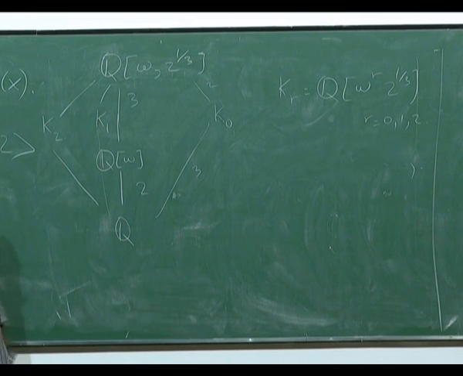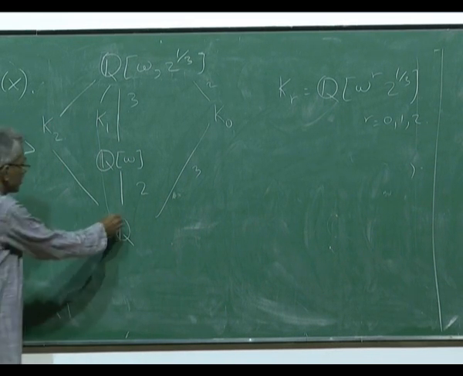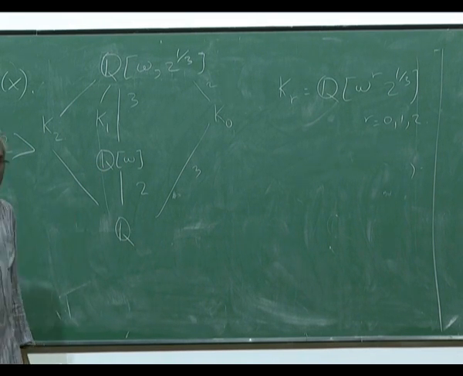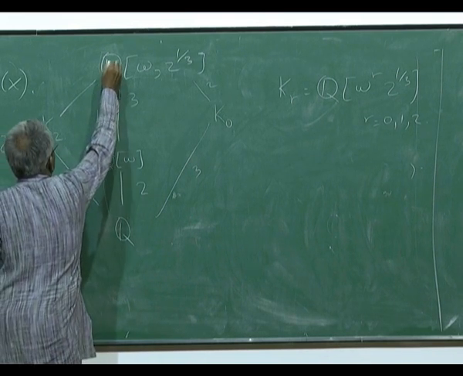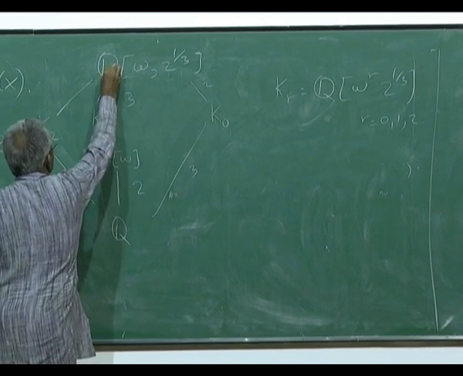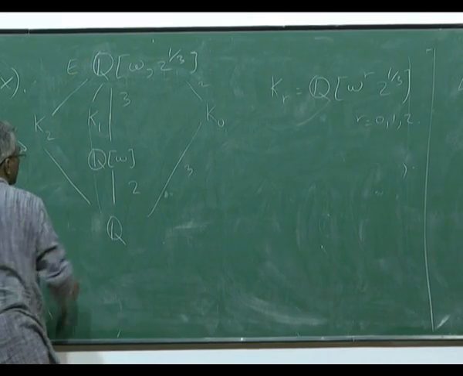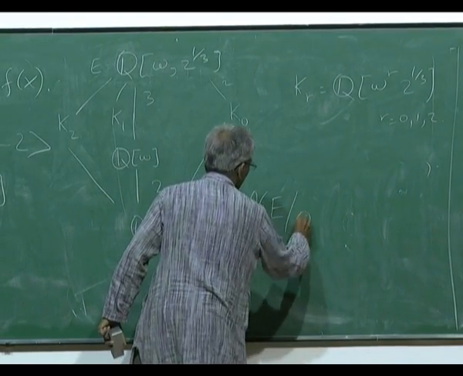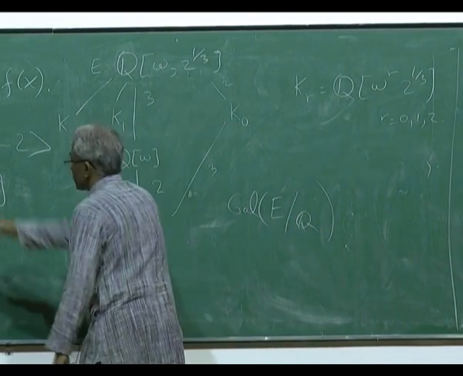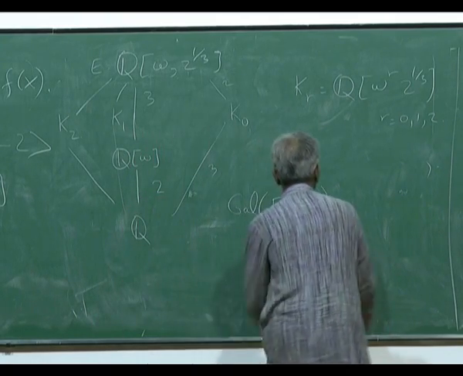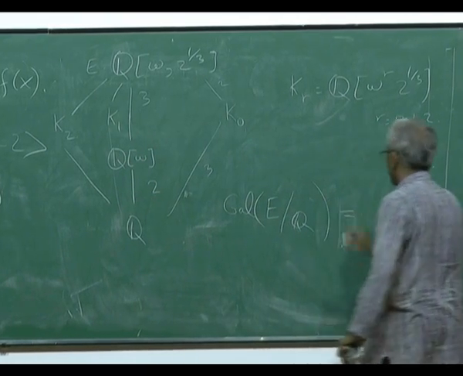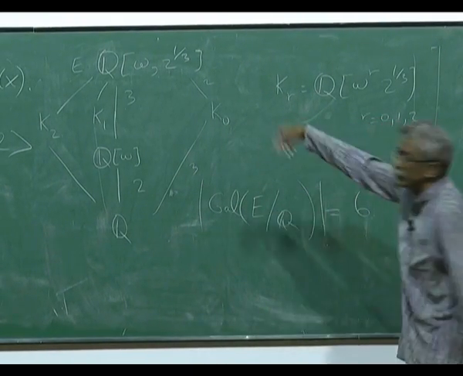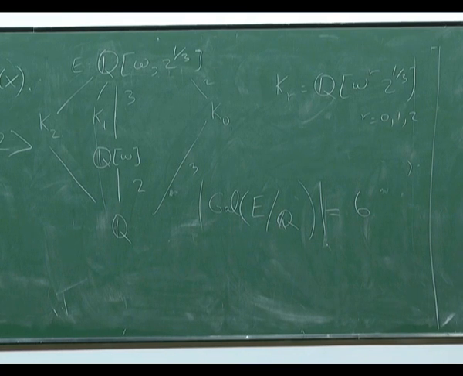Any quadratic extension is always normal. And so, the order of the Galois group for this extension is 2, and this will tell us that the Galois group of E over Q, which you can also directly compute because you know the polynomial, has order 6. This is the way I did it just now.